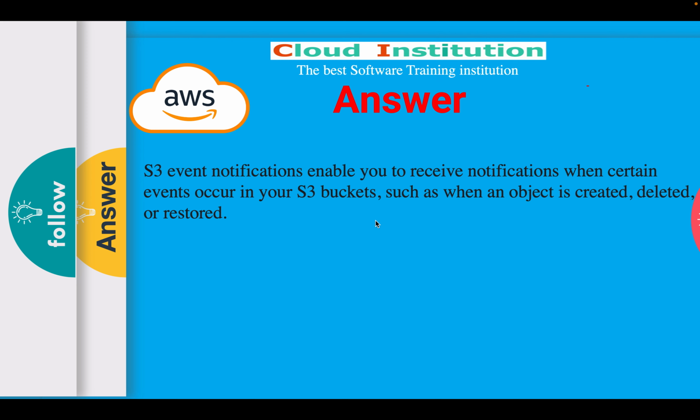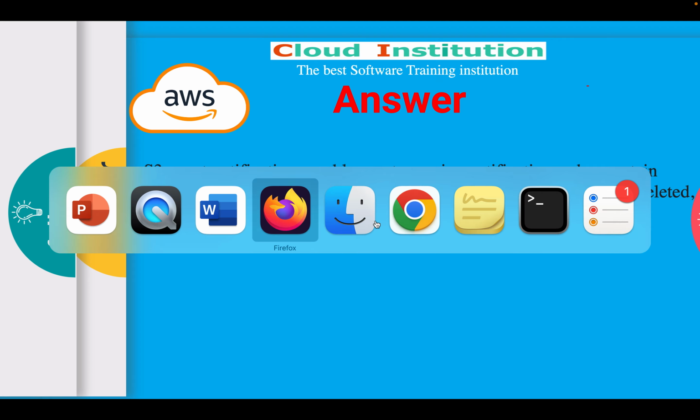Event notification enables you to receive a notification when certain events occur. For example, if you're uploading some objects or deleting some objects, these are all considered notification events. S3 event notification enables you to receive a notification when certain events occur in the S3 bucket, such as when an object is created, deleted, or restored. So let's see how this can be enabled.